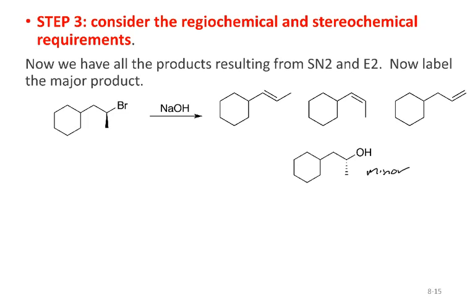And then when I compare the three different E2 products, these two are di-substituted, whereas this one is mono-substituted. So I know the one on the far right is also going to be a minor product. And then when I compare these two, the E isomer, where the bulky groups are on the opposite sides of the double bond, is going to be favored over the Z isomer, where both bulky groups are on the same side of the double bond. So this is going to be our major product, and this is another minor product.